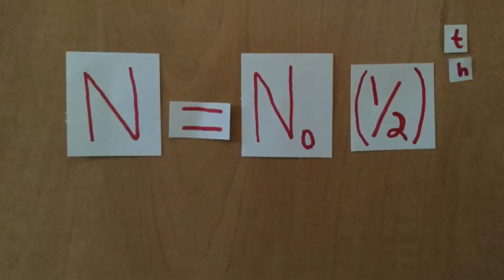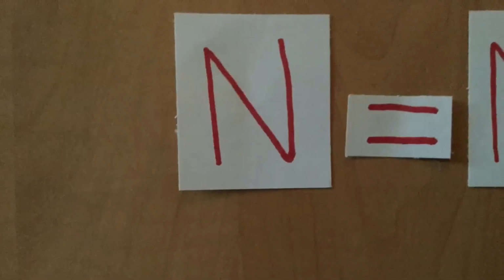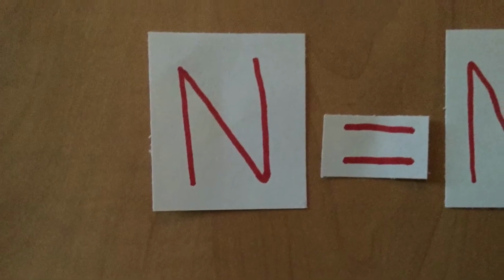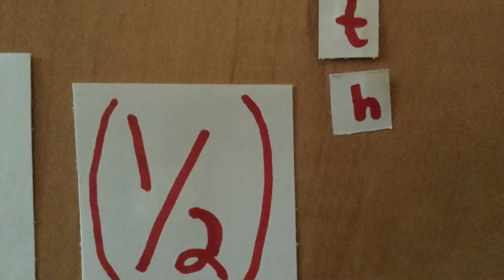Now it's time for the half-life equation, which is simple enough. N is the end result of the half-life process. It will be whatever is left. N sub 0 is the initial amount. The half is always there and T always stands for time. The H stands for the half-life.